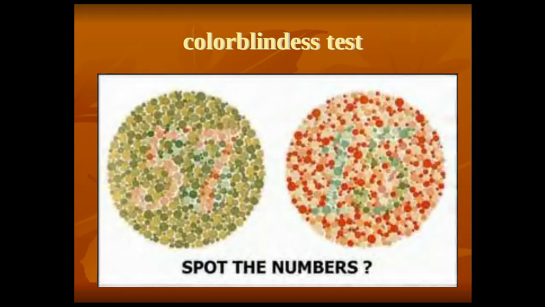There's a colorblind test. If you can see those numbers, you're not colorblind. If you cannot see them, you may be colorblind. Here's a background on hemophilia. Again, it's a lack of clotting of your blood.